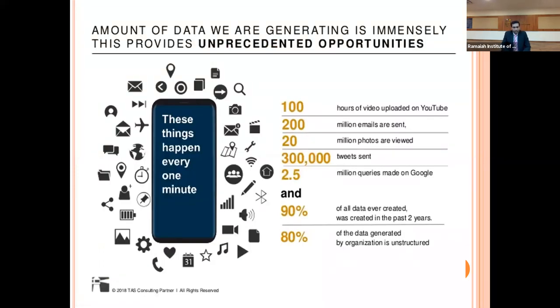Kindly have a look at this slide. The amount of data we are generating is immense, which provides unprecedented opportunities. 100 hours of video uploaded on YouTube, 200 million emails sent, 20 million photos viewed, 3 lakh tweets sent, 2.5 million queries made on Google, and 90% of all data ever created was created in the past 2 years. 80% of the data generated by organizations is unstructured. All these things happen every 1 minute across the world, which means data is everywhere. Enormous data is available across the world.